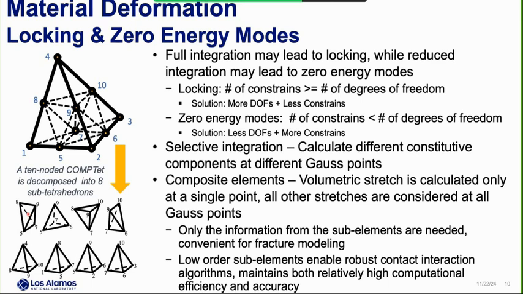Another reason that we like this composite element is that we only need the information from the sub-tetrahedrons, and this is very convenient for fracture modeling. Also, the low-order sub-elements enable robust contact interaction algorithms with relatively high computational efficiency and accuracy.